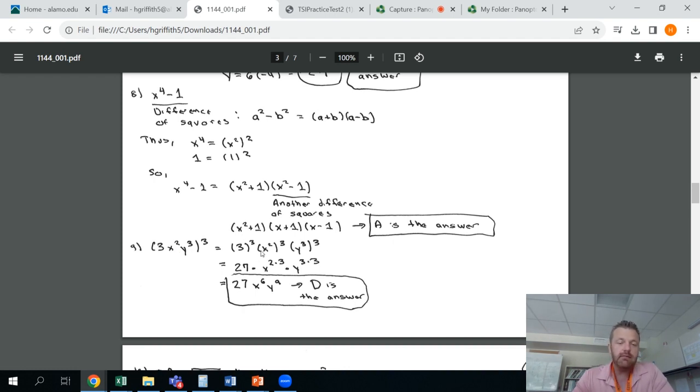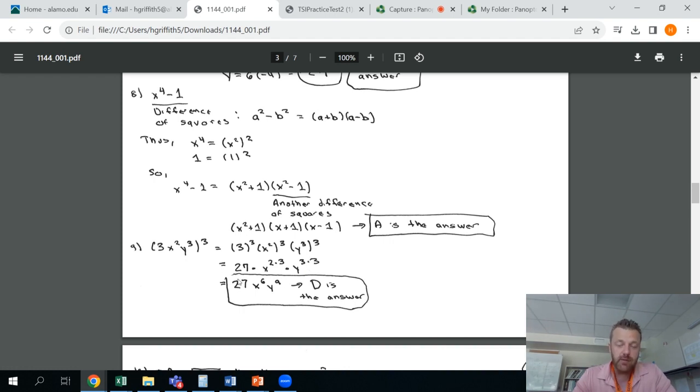How do I cube 3? That's just 3 times 3 times 3, which is 27. How do I cube x squared? That's going to be, remember, whenever you have an exponential term and you raise it to a power, you multiply the powers together. So that'll just be 2 times 3, which is just 6. When I cubed y cubed, that's going to be an exponential term with a base of y. Multiply the powers, 3 times 3, that's going to give you 9.